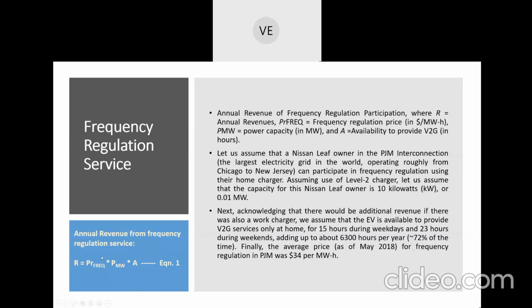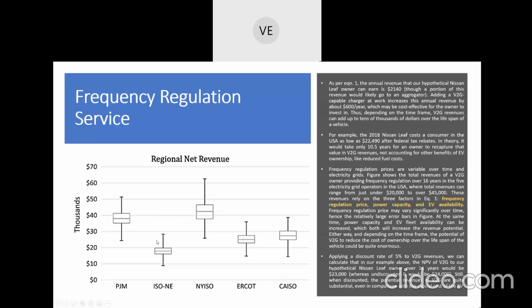So this PR frequency is $34 per megawatt hour. Now, what is P megawatts? Which is 0.01 megawatts. That is a committed capacity for frequency regulation. And what is the total number of hours? That is 6,300 hours per year. So thus we can calculate the annual revenue. So by this equation, we get the annual revenue for this hypothetical Nissan Leaf owner as $2,140.